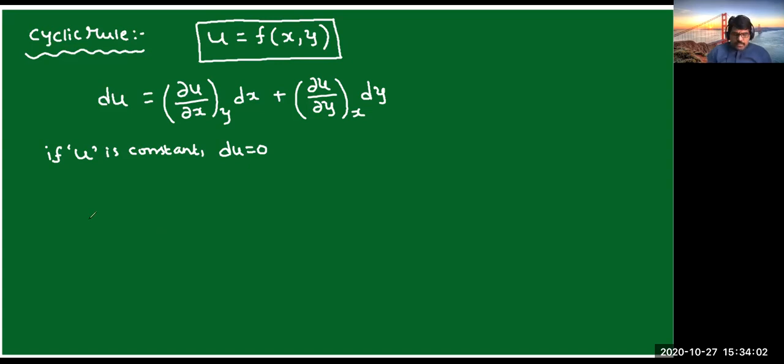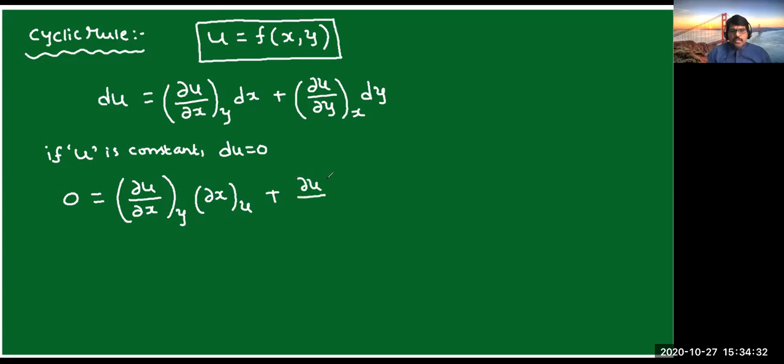Here, according to the condition, u is constant means du is equal to 0. So this is a partial derivative, there is no change. So del u by del x at a constant y, and here dx becomes del x at a constant u, plus del u by del y at a constant x into dy, which becomes del y at a constant u.